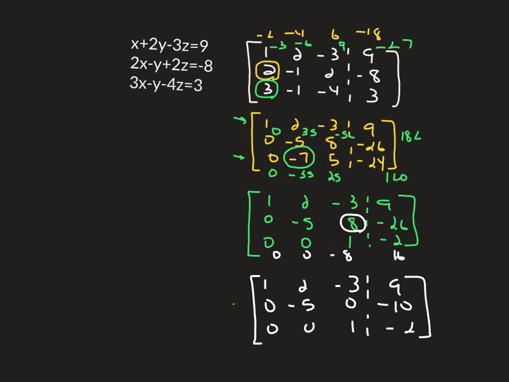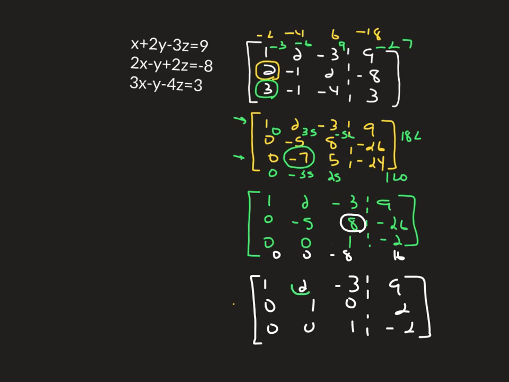Now my second row, look at my second row. That's a -5. I need that spot to be a 1. So I'm going to divide the whole second row by -5. And this spot right here is going to become a 1. So we'll put a 1 there. And the -10, because -5 goes into -10 2 times, that's a 2. So already I know what my y is. My y is 2. My z is -2. I just have to fix the top row.